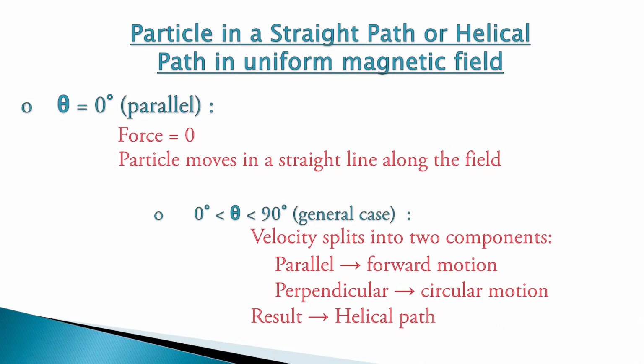In space, charged particles from the sun spiral along the Earth's magnetic field lines in exactly this way. This spiral motion is what gives rise to the beautiful auroras, the northern and southern lights.